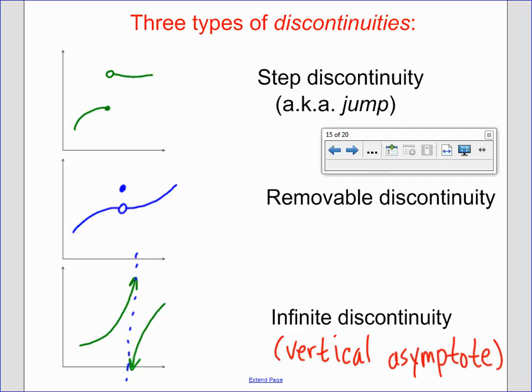Is an infinite discontinuity removable or non-removable? Could we fix that discontinuity by redefining the function at a single point? No, we couldn't. That's non-removable. So in terms of limits, the only discontinuity that's removable is the one where the overall limit exists. Right? Where the overall limit exists, that's the only one that's removable.